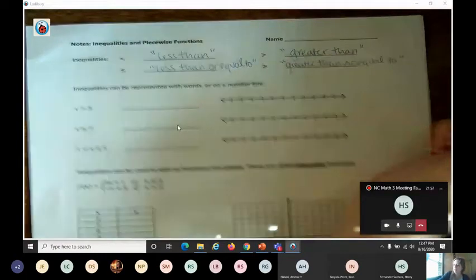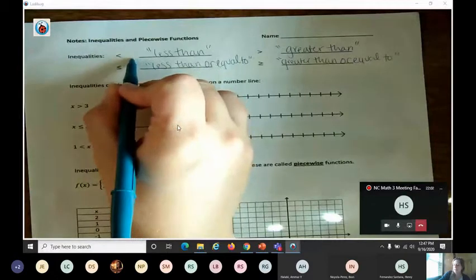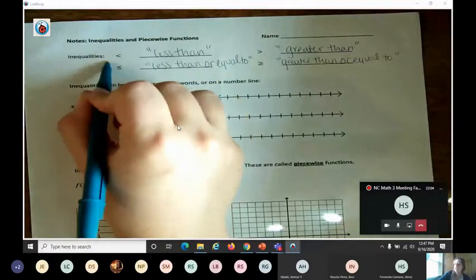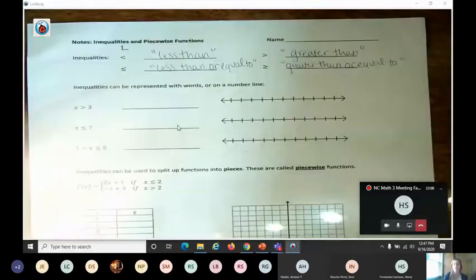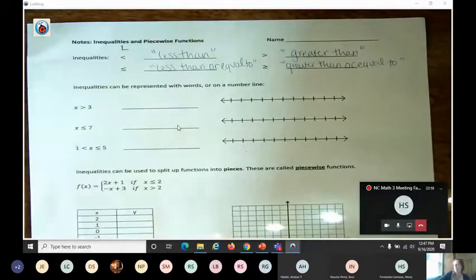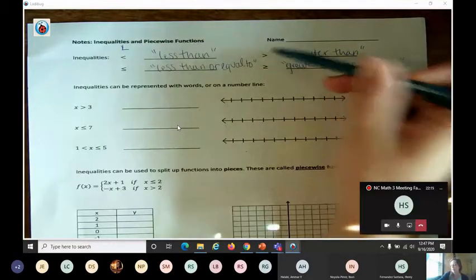Okay, you can remember this using the alligator thing. Like if you have 2 numbers here, the bigger number is going to be the one that the alligator eats. So this number is going to be the smaller one. You could also remember that like this one kind of looks like an L for less than. And then if it doesn't look like an L, if you can't open it up and make it look like an L, then it's greater than.